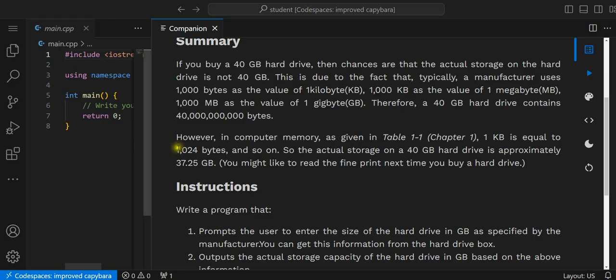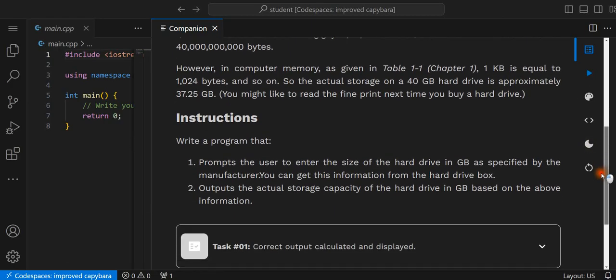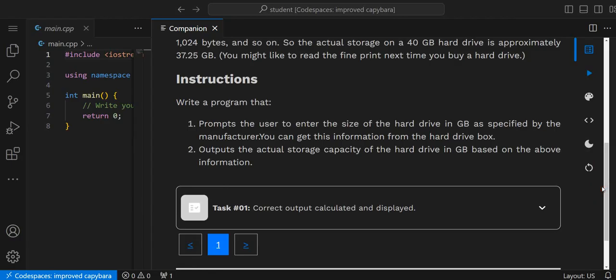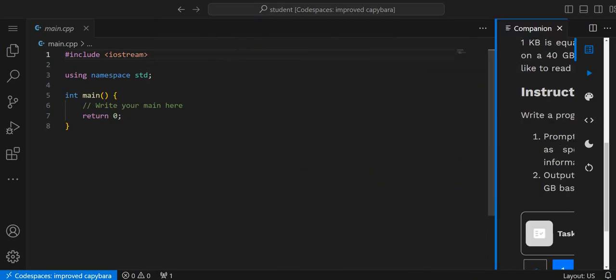So the instructions in this exercise: write a program that prompts the user to enter the size of the hard drive in gigabytes as specified by the manufacturer. You can get the information from the hard drive box. Then output the actual storage capacity of the hard drive in gigabytes based on the above information. So you'll get the real size instead of the rounded up size when we do this exercise. Let's go right in and get started.